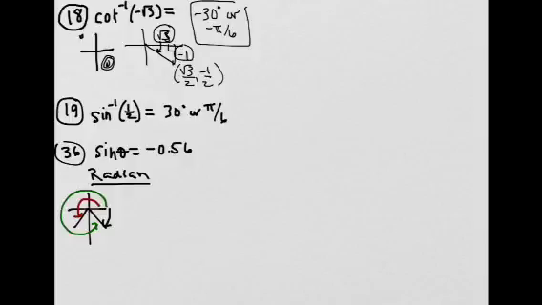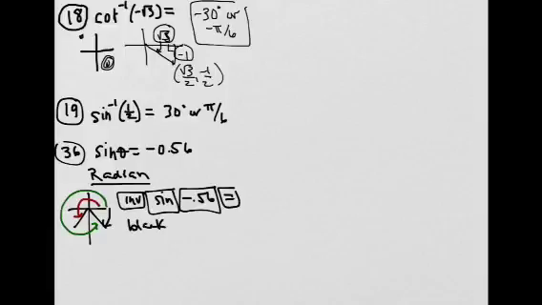Okay? So the easiest angle to get right away is the green one. So you're going to do inverse sine of negative 0.56 equals, and that's going to give you the black angle. Okay, that's not the answer you're looking for. You want the green angle. So in order to get the green angle, you're going to take whatever the calculator gave you, the black angle, plus 2 pi.